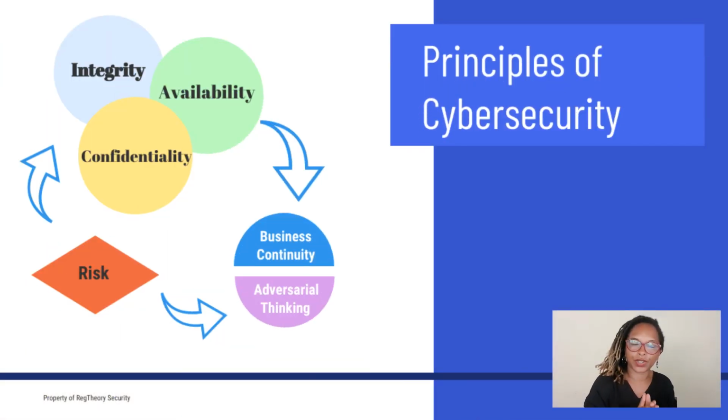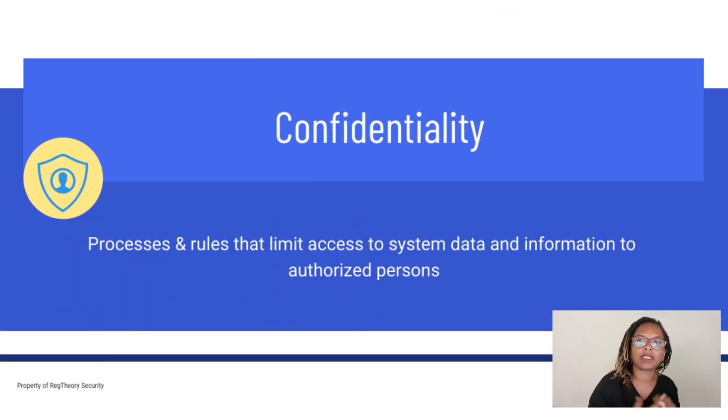When we talk about cybersecurity, the fundamental aspect that you really need to understand is the core principles. And the core principles are confidentiality, integrity, and availability. When it comes to confidentiality, you really need to understand what that means. It simply means unauthorized people should not have access to content that they're not authorized to access. And if we want to be more precise, it's processes and rules that limit access to system data and information to authorized persons.